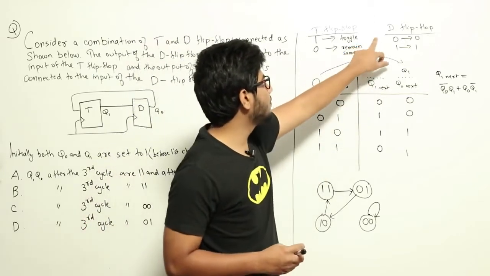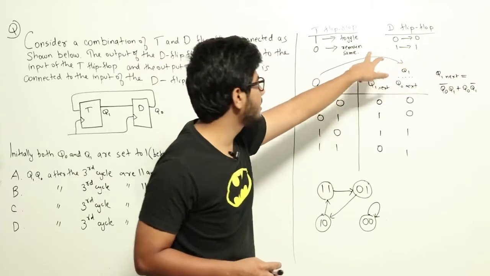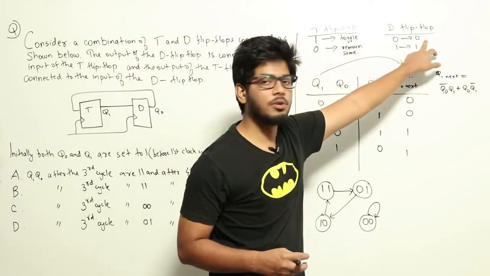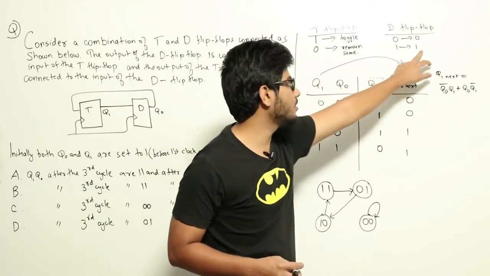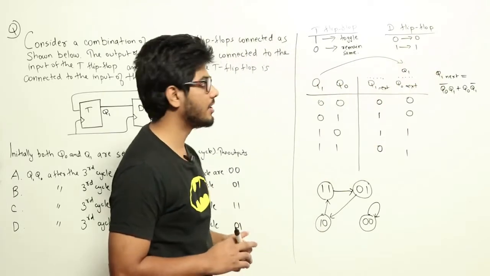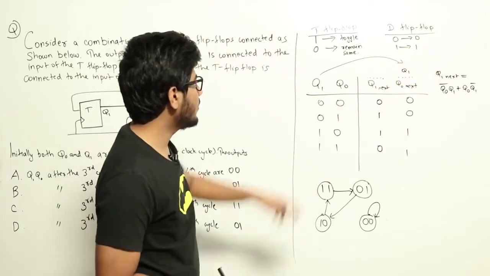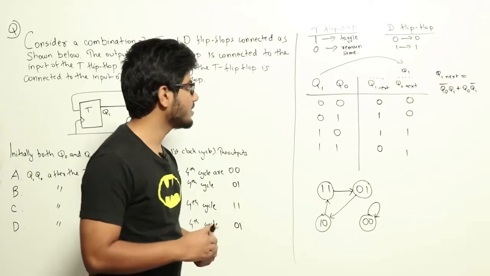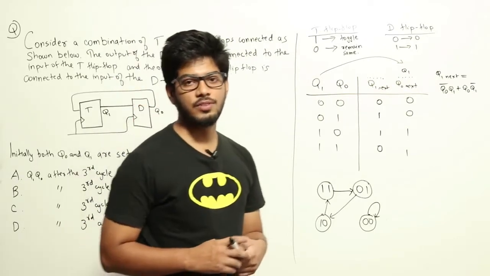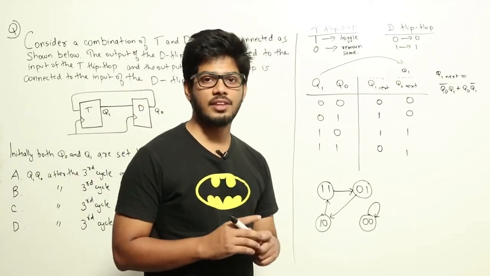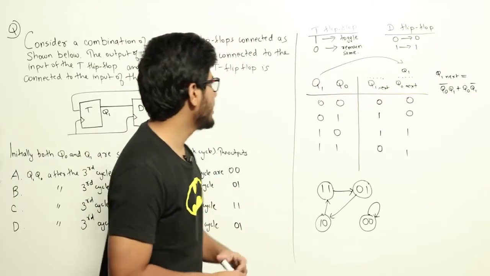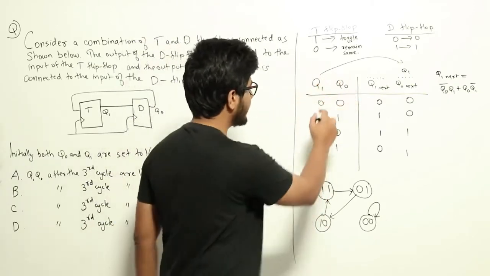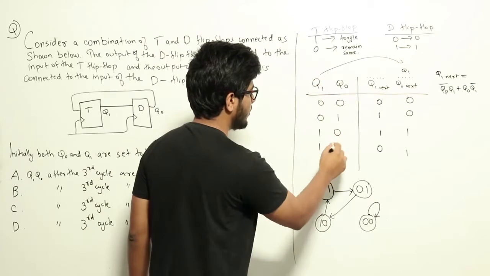Whereas the D flip-flop will just pass through whatever is the input. If the input is 0, then after the clock, the output will become 0. If the input is 1, then after the clock, it will be storing 1. Now, let us see how it proceeds. So there are two flip-flops given here. Each flip-flop can have state 0 or 1, meaning for 2 flip-flops there are 4 states. That is given as 00, 01, 10, 11.